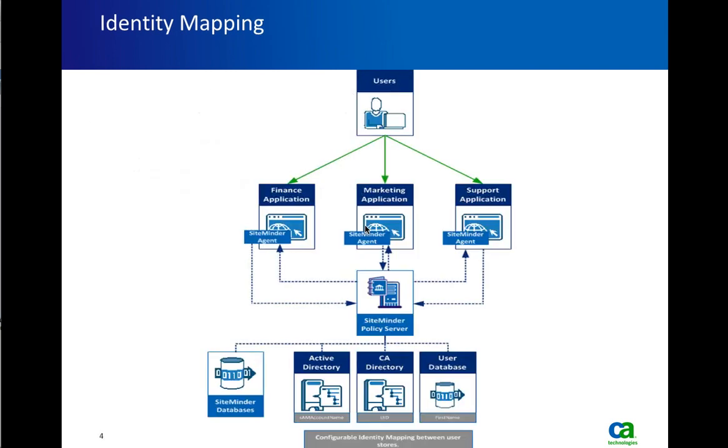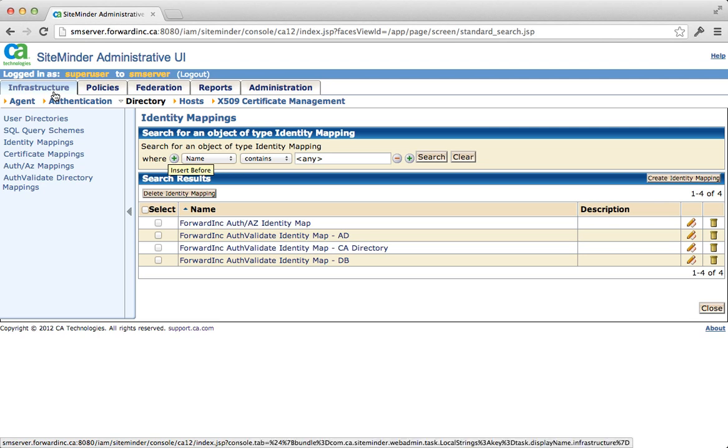During my demo, I'll show an auth validate identity mapping to map a user's identity from one user store to another. My policies are configured so the finance application only uses Active Directory as its authentication and authorization store. SAM account name has been configured as the universal ID, which will help us map the user's identity to CA Directory's UID attribute when attempting to access the marketing application, or the database's first name column when accessing the support application. Let's take a look at the demo setup.